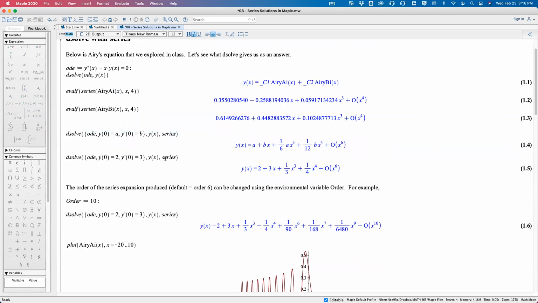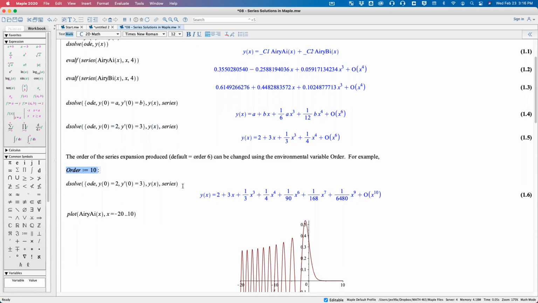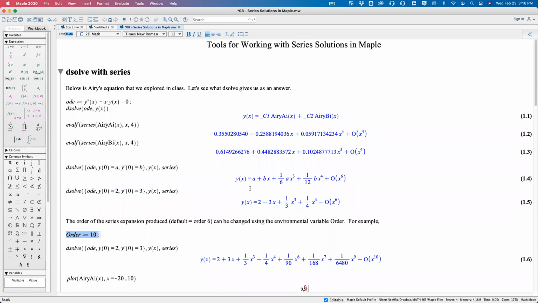By default, the series option for dsolve will give you up through big O of x to the sixth. You can change it with the variable order. It's a global variable or an environment variable. So if you change order to be 10 and redo the dsolve with the series option, you can get up through the 10th term. This is actually very efficient for Maple to solve things in this way because it's finding an approximation. It's not having to actually find the general solution to these. The general solutions are quite horrific when all the terms are written out, as you'll see here in a little bit.